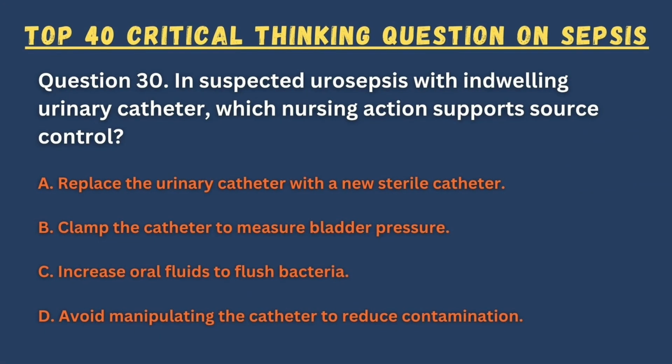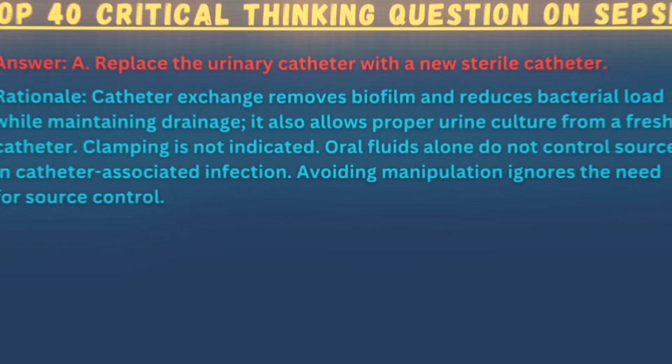Question 30. In suspected urosepsis with indwelling urinary catheter, which nursing action supports source control? A. Replace the urinary catheter with a new sterile catheter. B. Clamp the catheter to measure bladder pressure. C. Increase oral fluids to flush bacteria. D. Avoid manipulating the catheter to reduce contamination.